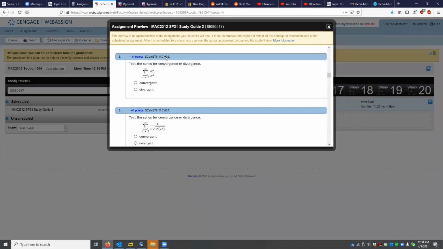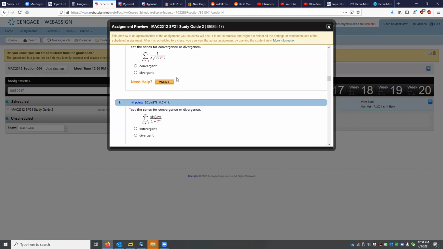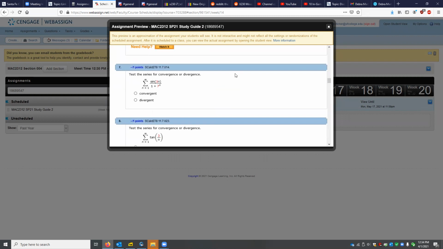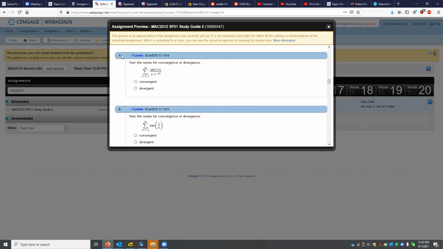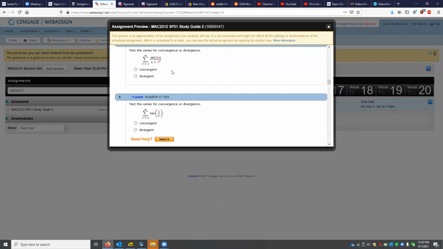These are coming from 11.7. So these are actually coming from the section on strategy for testing series, which means it's up to you to figure out what to use. So you need to think carefully about which test you can apply here. For example, on number 7, your first thought might be a direct comparison, but you need to be careful because the sign of 3n up here is not always positive. So you'll need to think a little bit carefully about how to take care of these.